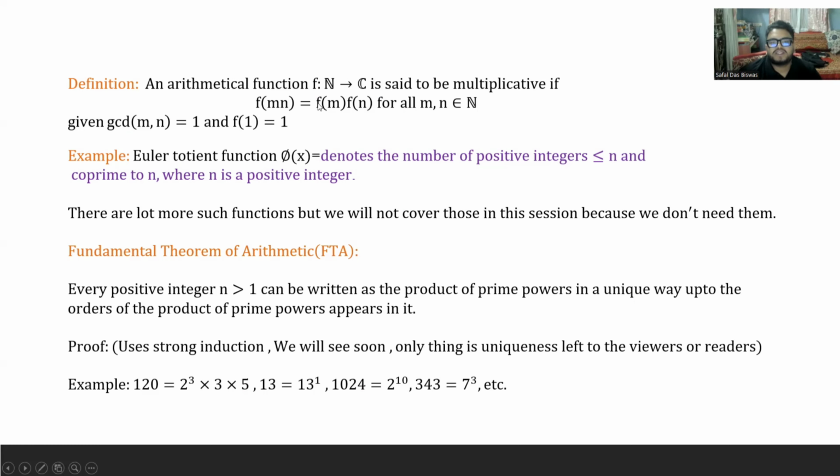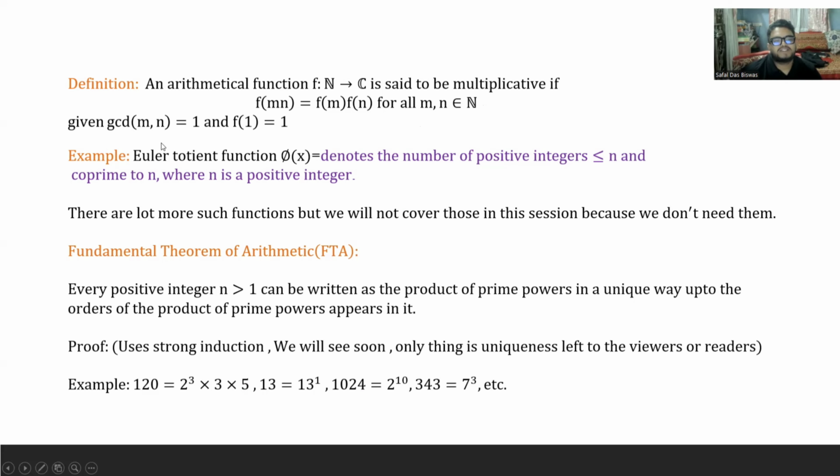So f(mn) is f(m) times f(n) for all m, n belonging to N, and given GCD(m, n) equals 1, then we say this arithmetical function is multiplicative. And another restriction to consider for multiplicativity is f(1) equals 1.